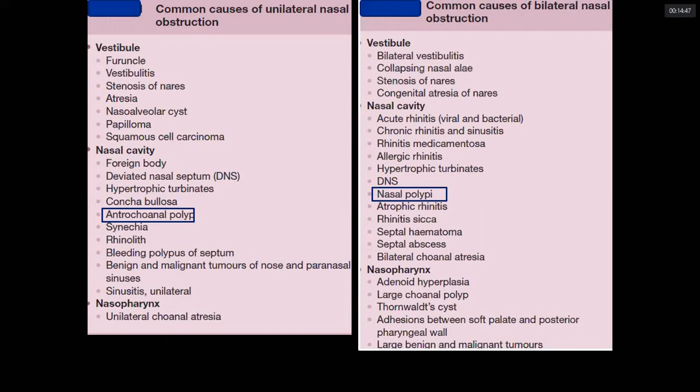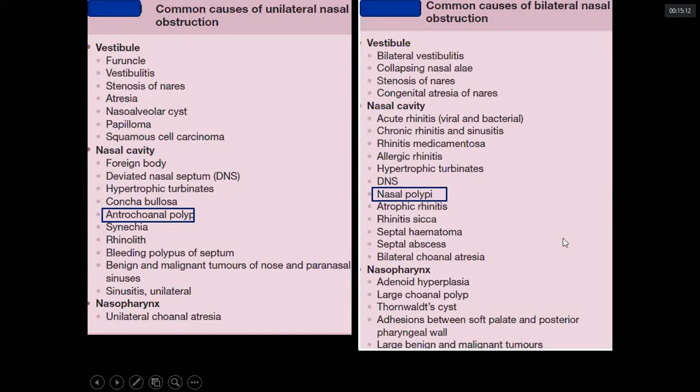Here I have kept this in a box. So AC polyp or antrochoanal polyp almost always causes unilateral nasal obstruction, and when the patient is having bilateral obstruction, you never suspect AC polyp. You suspect nasal polyps or ethmoidal polyps.